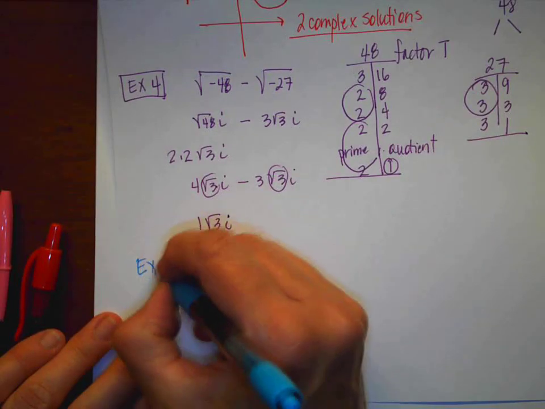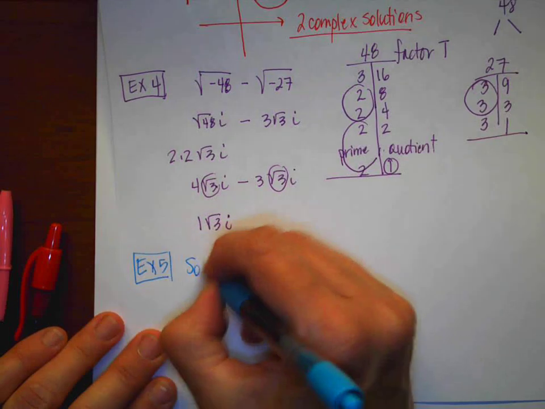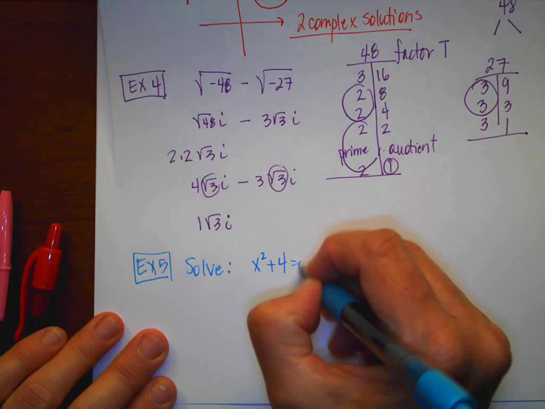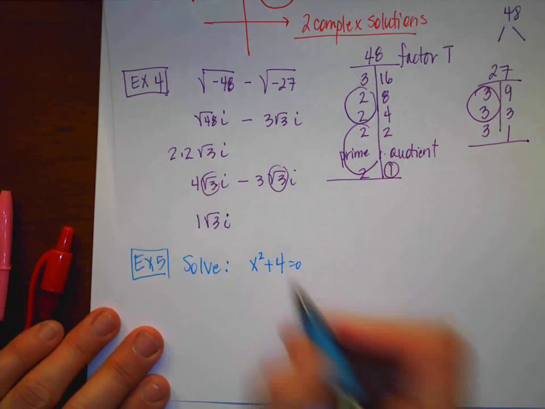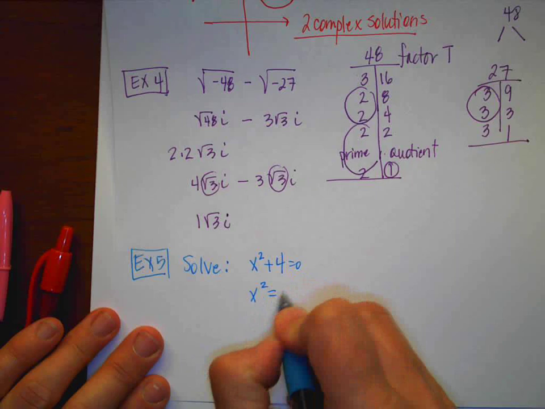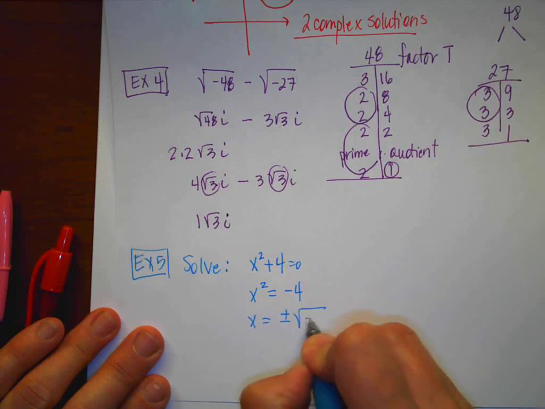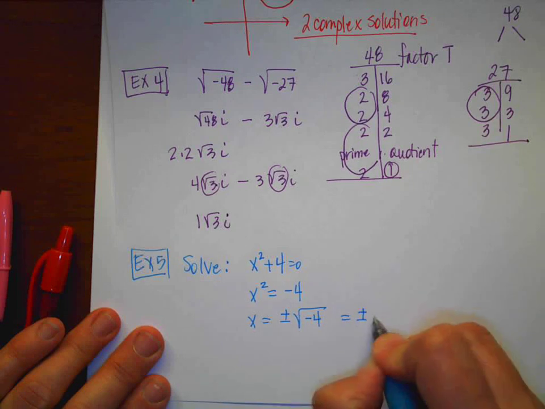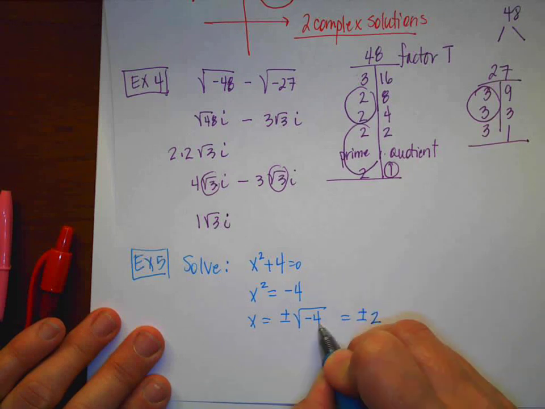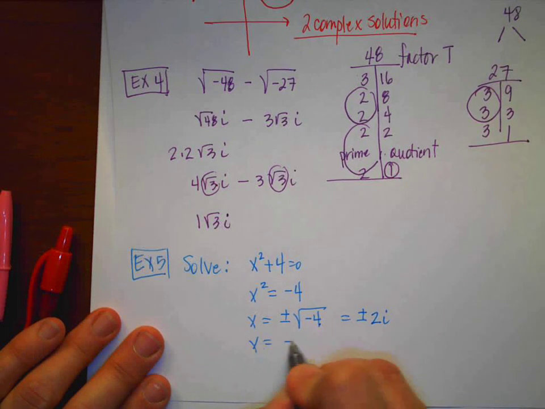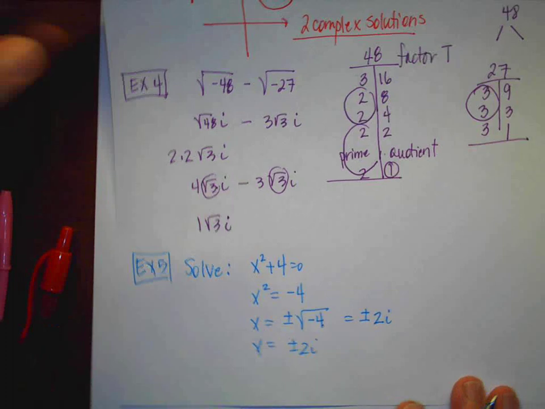So let's do another example. Example 5 says solve, and then I have x squared plus 4 is equal to 0. That's pretty easy. This is a plus, so I'm going to take it to the other side. Negative 4, x is going to equal plus or minus the square root of negative 4, which is plus or minus 2. That's the square root of 4, and then there's the i. So then x is equal to plus or minus 2i. Well, that was pretty easy.